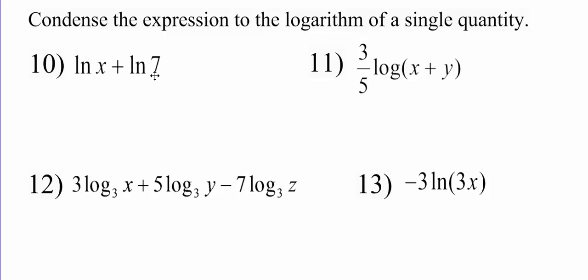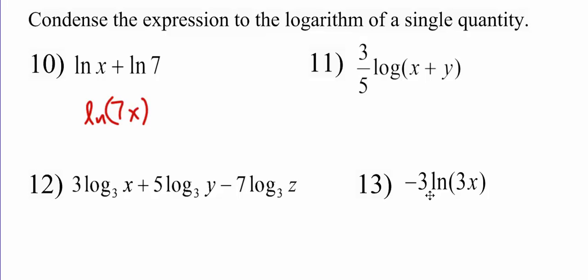So here we have the natural log of x plus the natural log of 7. We can just rewrite that as the natural log of 7x. So there you go, and maybe 7x in parentheses would be good just to make sure that people understand the natural log is applying to both. In this case, we took an addition problem and changed it into a product of the terms.